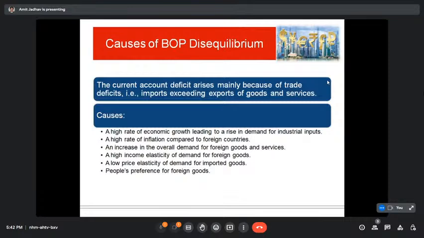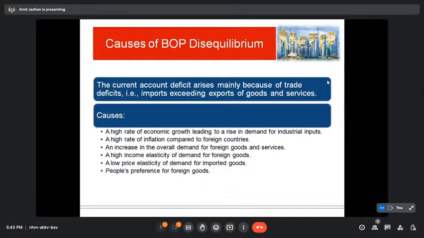Next, we have the high income elasticity of the demand for foreign goods. It means if income changes by 10%, our domestic demand for foreign goods will increase by more than 10%, so we have quite a high income elasticity for foreign goods or commodities. Next, we have the low price elasticity of the demand for import goods.